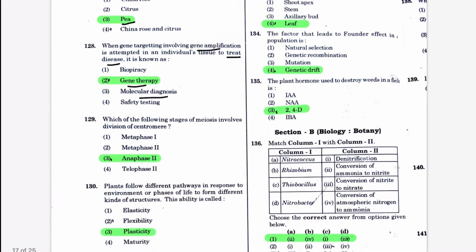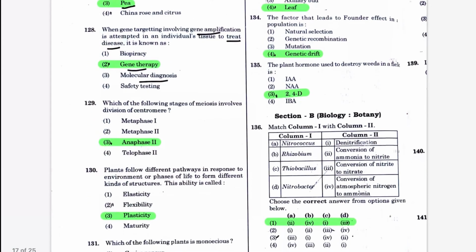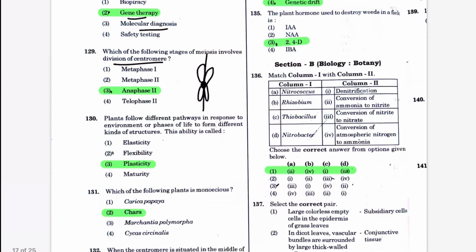Okay, 129, which of the following stages involves the division of centromere? Okay, so centromere division is, we know the chromatids are joined together with the help of this primary constriction called a centromere. This centromere will split always in the anaphase only. So obviously you have only one option here. So the answer is anaphase 2. Okay, right. So 130, the plants will follow different pathways in response to environment or phases of life to form different kind of structures, right? So this ability of the plants is called as plasticity. Okay, so based on the environment, their morphological characters would change.